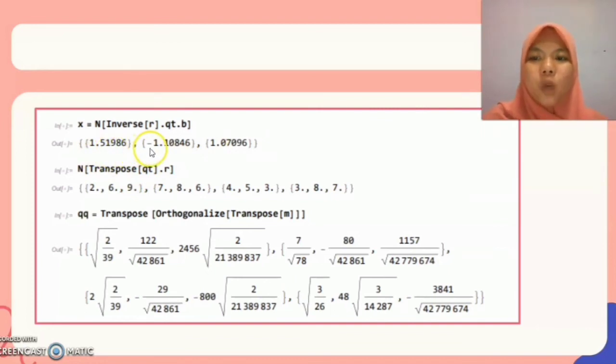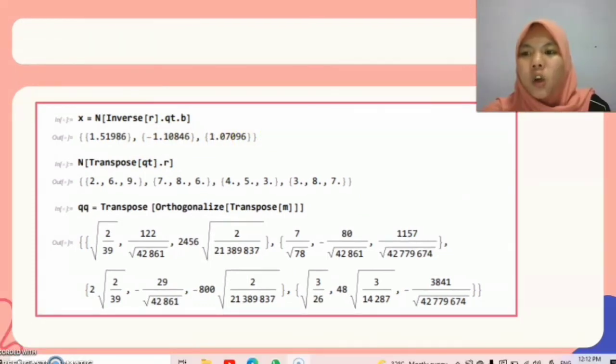1.51986, negative 1.10846, and 1.07096. And then we insert the command transpose QT multiply with R, and this, as you can see here, we get a 3x4 matrix. And then we insert the command QQ equal to transpose Orthogonalize transpose M. After we insert the command QQ, the output will come out, and this is the matrix of QQ.